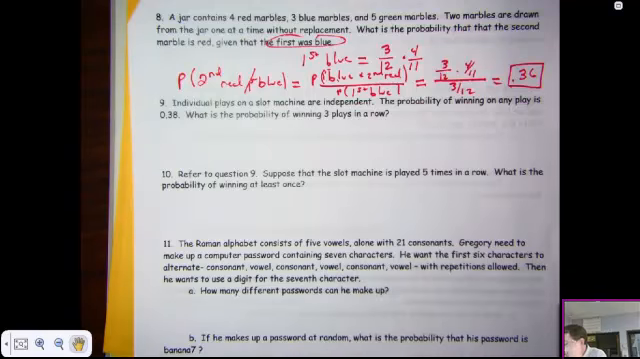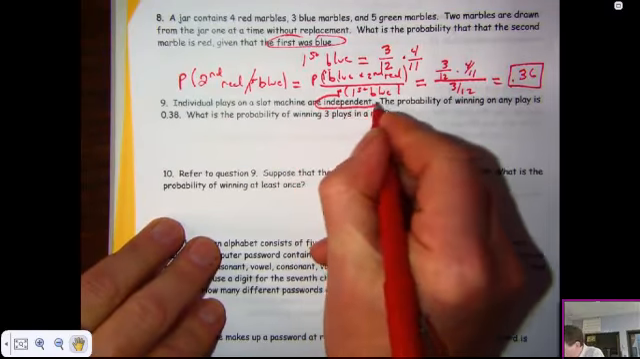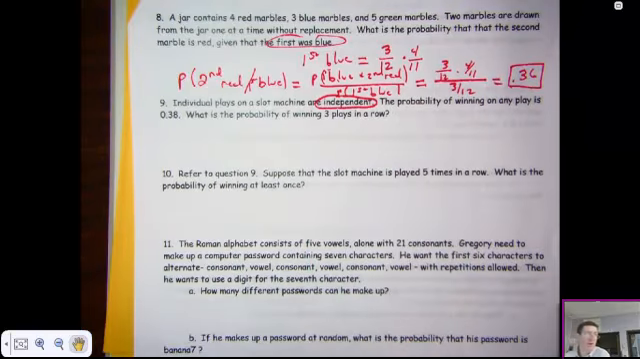All right, on 9, an individual plays on a slot machine. We're given that the plays are independent, right? One loss doesn't affect your next one's loss. And of course, this is always people's draw to slot machines: if I keep losing, I know the win's coming closer. But they are independent. Just because I've lost 100 times in a row doesn't mean the next time I'm going to win. The probability of winning on any play is 0.38.